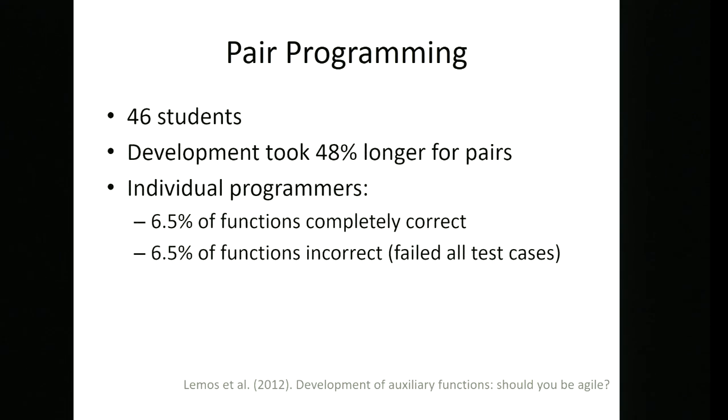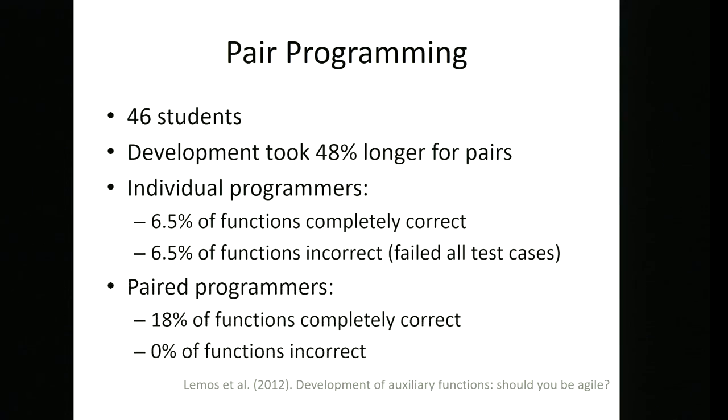Individual programmers got 6.5% of functions completely correct and 6.5% of functions incorrect. And that means it failed all of the test cases. Whereas pair programmers got 18% completely correct, so almost 3 times as many, and no functions completely incorrect. So we have no functions failing all test cases. Again, this is really nice evidence in a controlled environment that pair programming really helps to pull up quality.